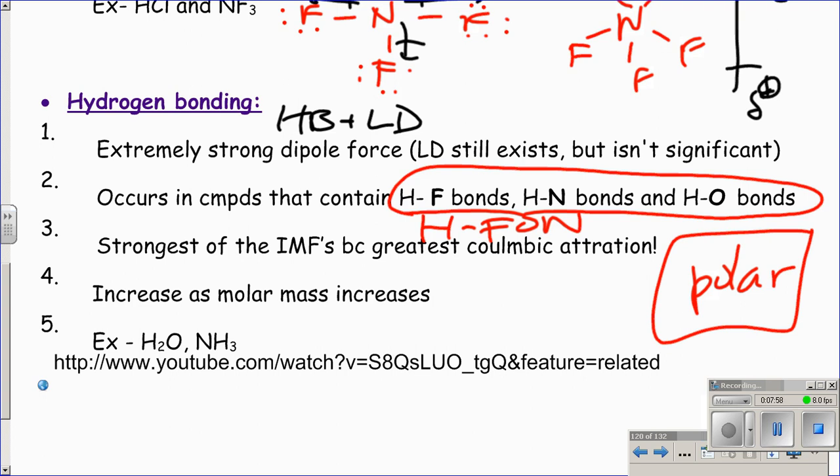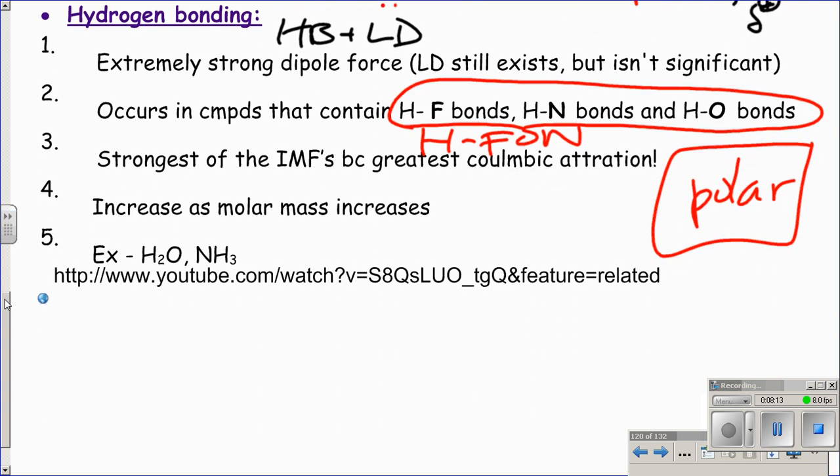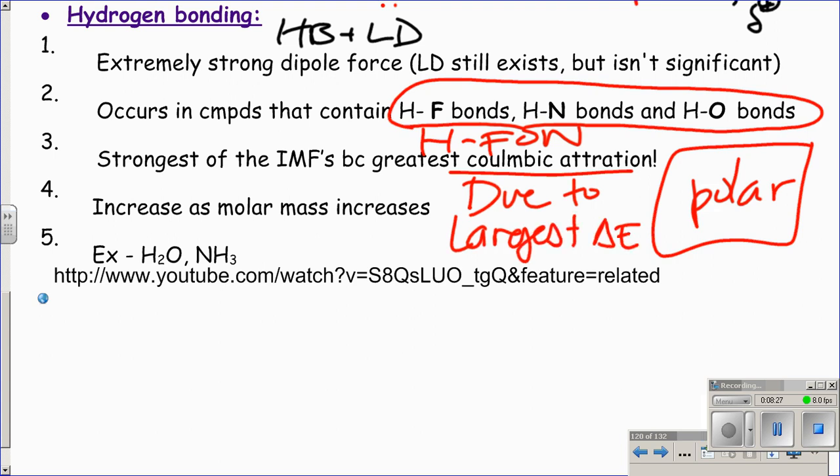No HI. It's not going to be able to make a hydrogen bond force with another HI. But anything with these bonds will interact with other identical molecules, or other molecules that have these situations right here. They can interact with each other via hydrogen bonding, okay? This is the strongest because of the Coulombic attraction that forms only due to the largest electronegativity difference. That's all it's due to.